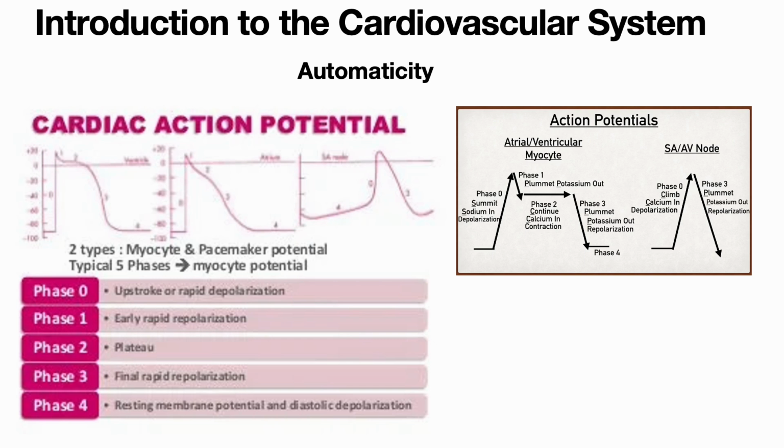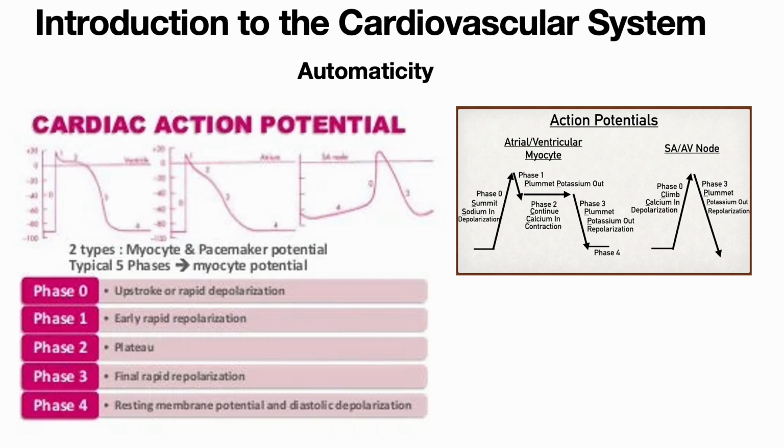Cardiac action potential is a measurement of the membrane potential waveform of the cardiac myocytes, signifying the electrical activity of the cell during the contraction and relaxation of the heart. It has two types, the myocyte and pacemaker potential, and it has 5 phases, phases 0 to 4, which are actually phases of myocyte potential.